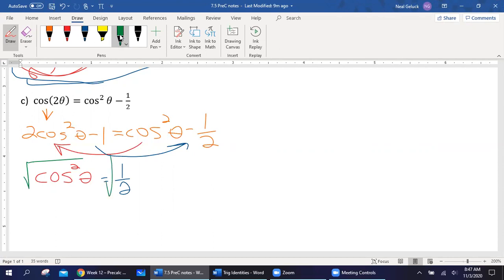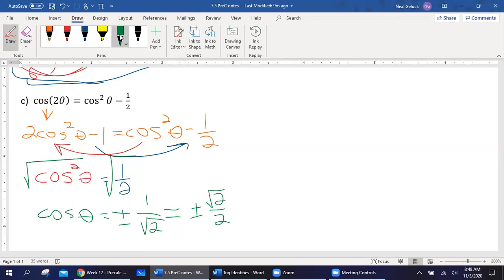Square root both sides. I don't have to do any factoring on this one. If I square root both sides, I have that cosine theta equals plus or minus, be careful here, square root of a half. Well, the square root of 1 is 1, over the square root of 2, but that rationalizes into plus or minus root 2 over 2. And those are numbers that we know.